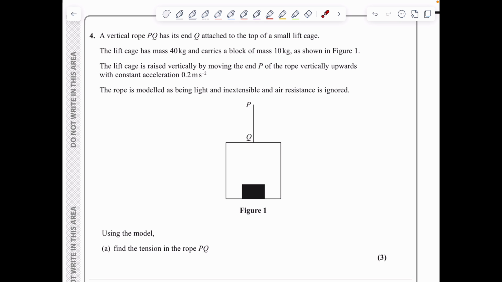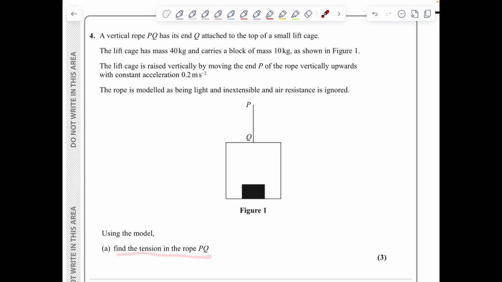In question 4, a vertical rope PQ has its end Q attached to the top of a small lift cage. Now the lift cage has a mass of 40 kilograms carrying a block of mass 10 kilograms as shown in the figure here. Now this is raised vertically by moving the end P of the rope vertically upwards with a constant acceleration of 0.2 meters per square second. We are assuming that the rope is light and inextensible, and we are neglecting air resistance, and we need to use this model to find the tension in the rope PQ.